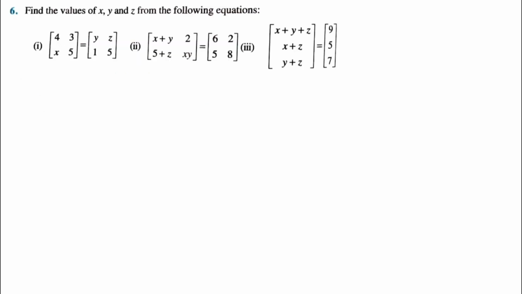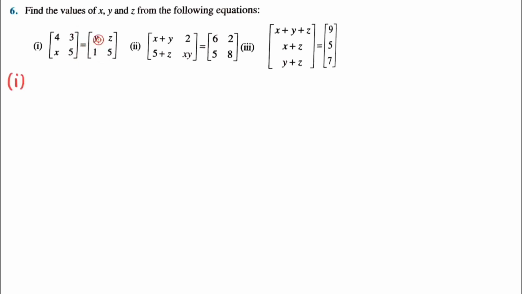Sixth question. See this sixth question. What they are asking in the sixth question: find the values of x, y, z from the following equations. In this also 3 questions are there. Let me do any 2 questions in this. First question. Here they have given that these 2 matrices are equal.